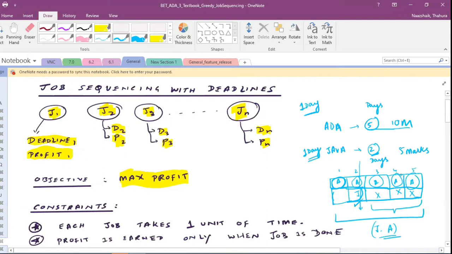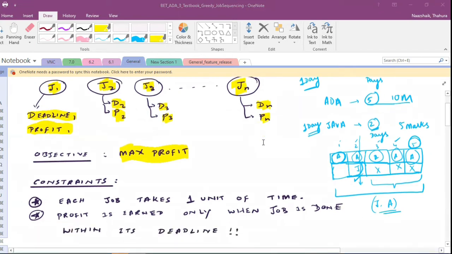5 times, because I can complete in any of these days. So I can do it on any of these days before or on the day of the deadline, right? I cannot do anything beyond the deadline, but I can do it on the deadline or anything before the deadline. Yeah, clear? Okay, so let's continue.